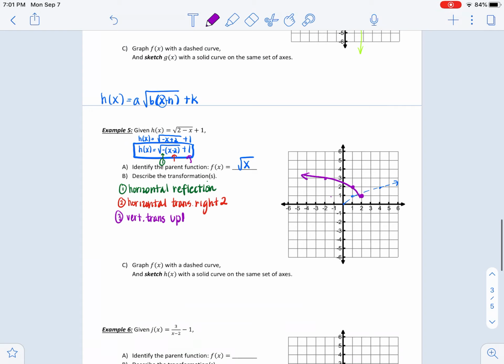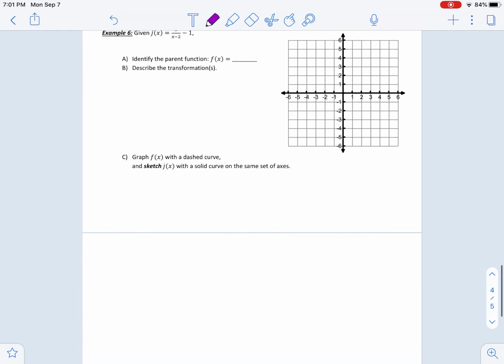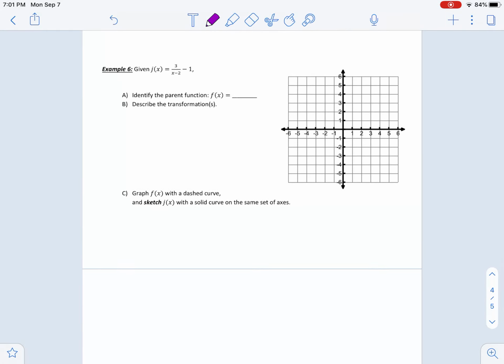Things that we could ask you as a follow-up on your test here is like, what's the domain and range of your function? All right, so my domain would be negative infinity to 2 with a bracket, and then 1 to infinity with a bracket on the 1. All right, here's the last one.